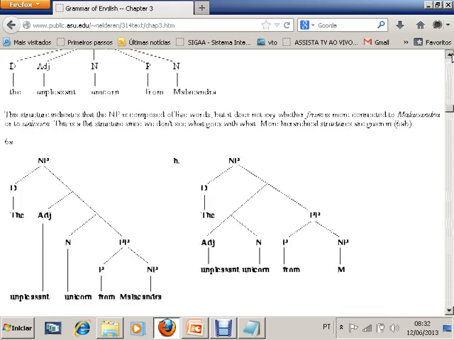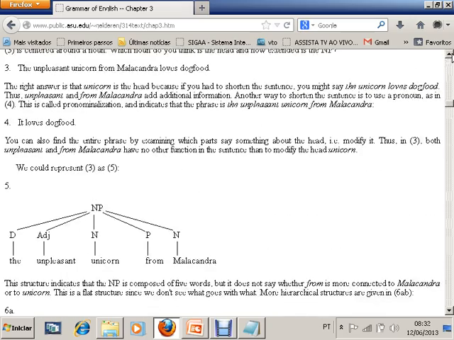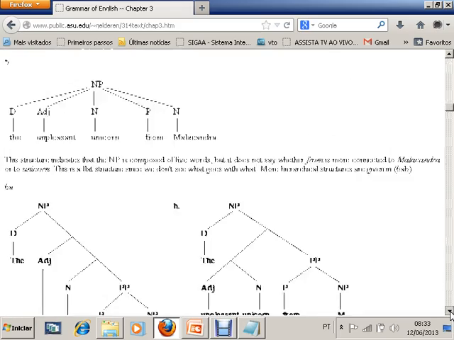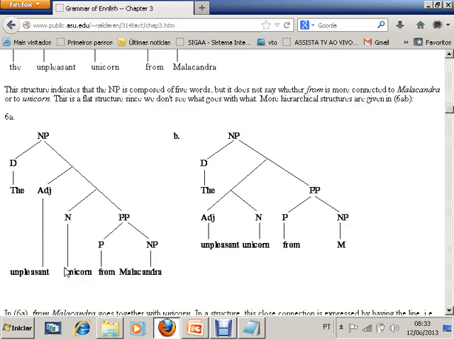Let's take the context of the sentence. The unpleasant unicorn from Alejandra loves dog food. This is a very silly example, but it works for us to understand what's happening here. Unpleasant unicorn from Alejandra. Alejandra is a noun and a noun phrase. But the unicorn is from Alejandra. This is a preposition. Now, when I take from Alejandra, I have a prepositional phrase.